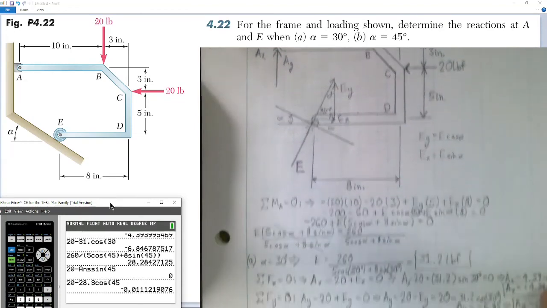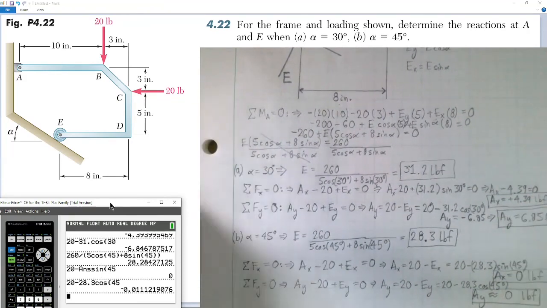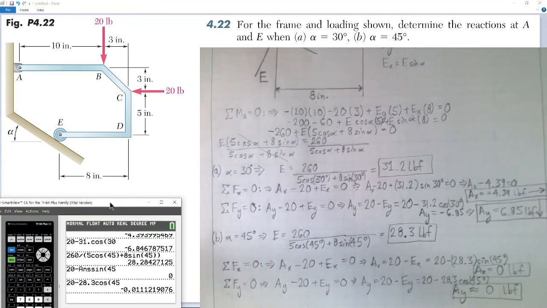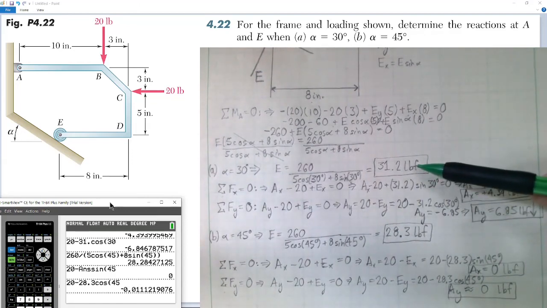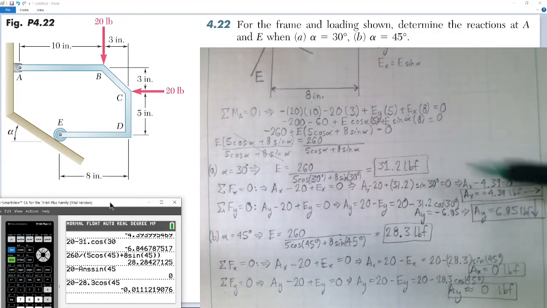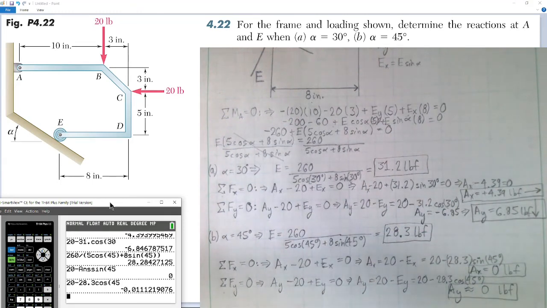And we have our answers for part A and part B. We have 31.2 pounds of force for E when alpha is 30 degrees, 4.9 pounds is right for Ax, 6.85 pounds down for Ay. There's no reaction at A when alpha is 45 degrees, and E is equal to 28.3 pounds of force.